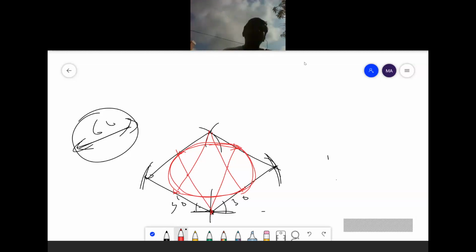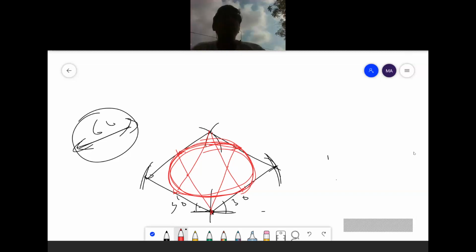Here only the red circle will be dark. All the other lines and the square will be very light, because those are all construction parts. Only the circle should be dark. All the other construction lines, black lines, red lines should be light. Okay, in this way we need to draw the circle in an isometric projection.